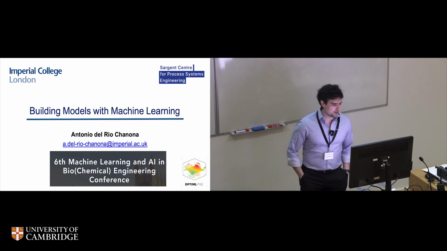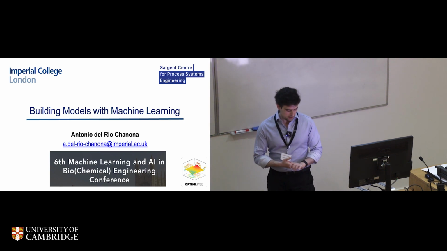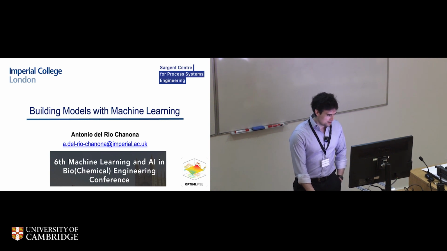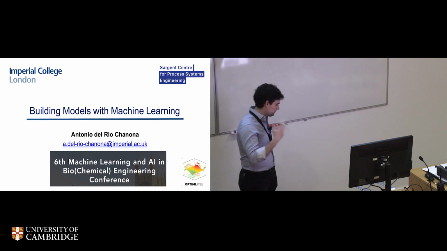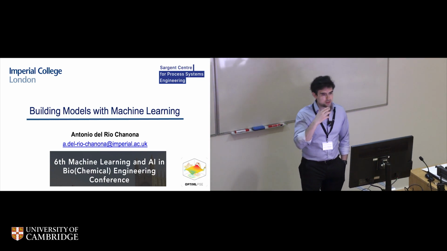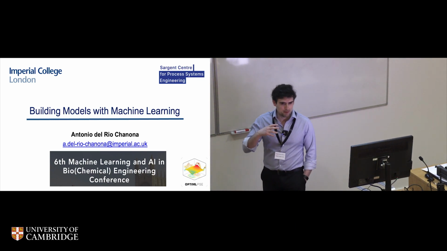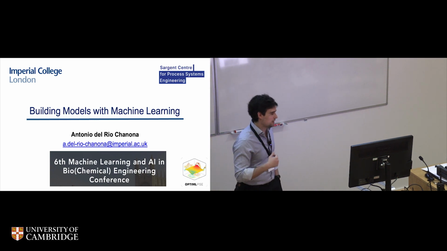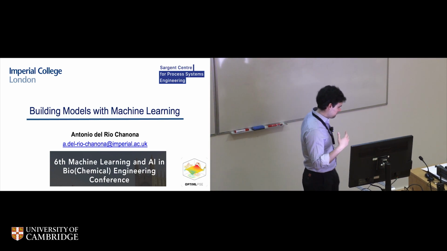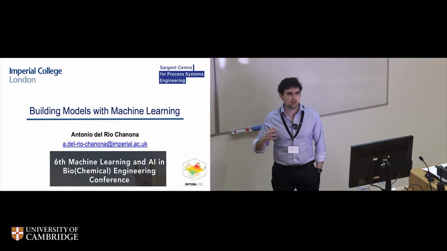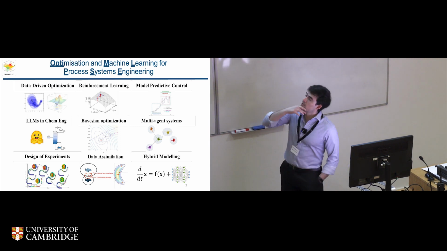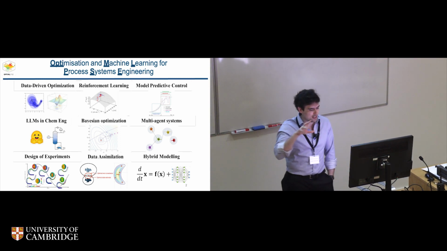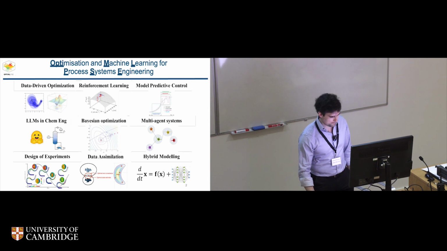Today I'm going to be talking about building models with machine learning. Most of the research in my group is based on optimization and control and applications of machine learning. But this talk is more about modeling and how we try to use machine learning to automate the building of models. This is just my research group. We work on several areas, and I'm going to talk a bit about design of experiments and hybrid modeling today.